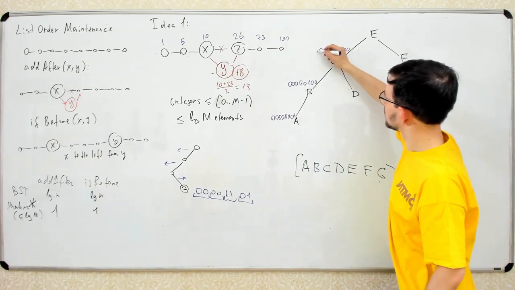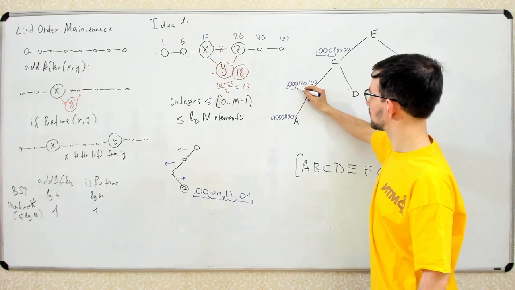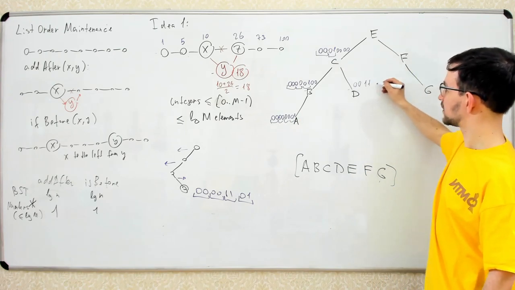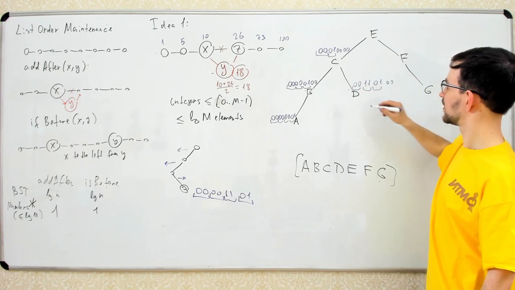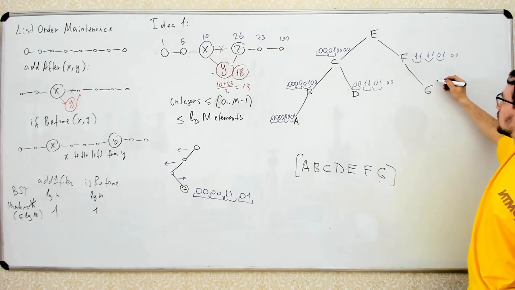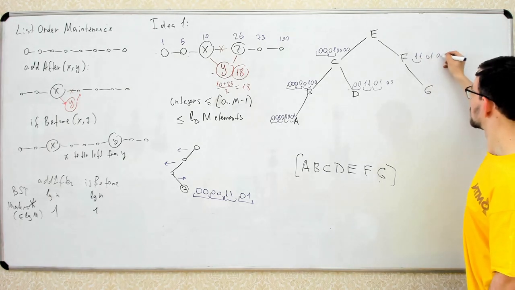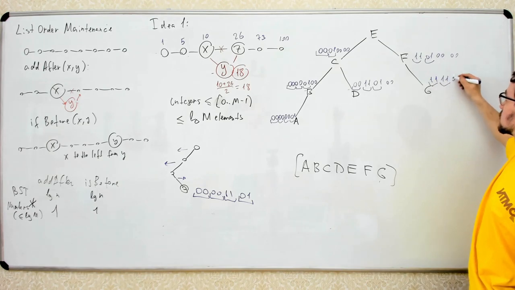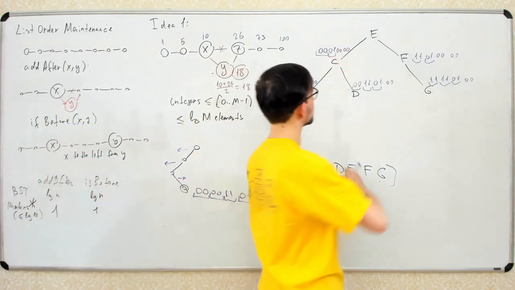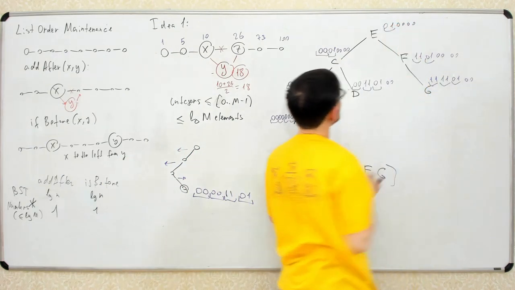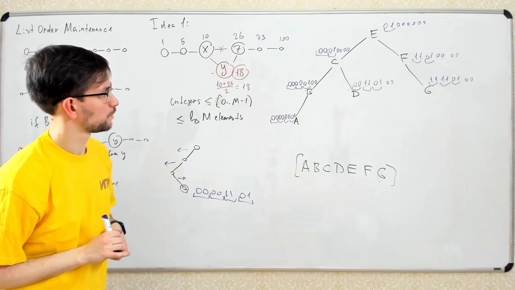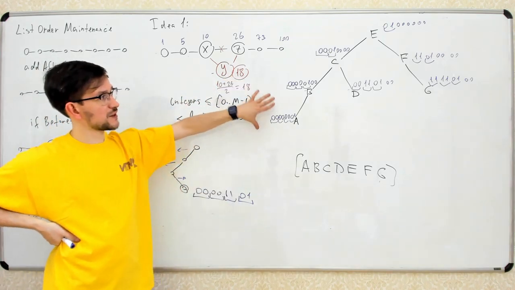For this element, we go to the left, then stop. For this element, left, left, then stop. For this, left, left, left, and stop. For this element, left, then right, and then stop. For this, right, right, stop. For this, just right, then stop. For this element, right, then right, then stop. And for the root, we just stop: 0, 1, 0, 0. Ta-da. So that's how I will assign the numbers to all elements.